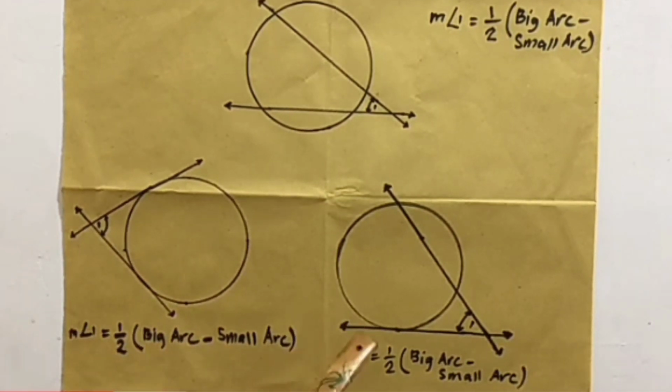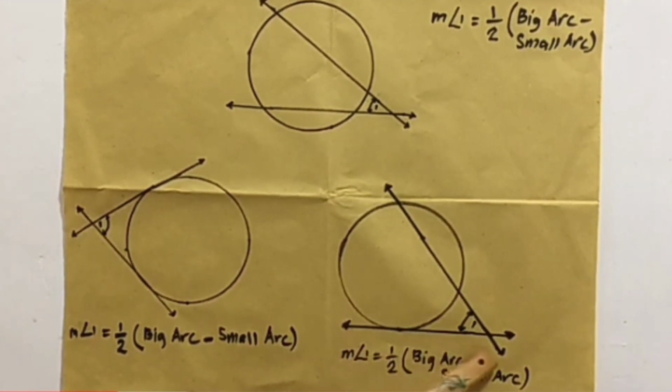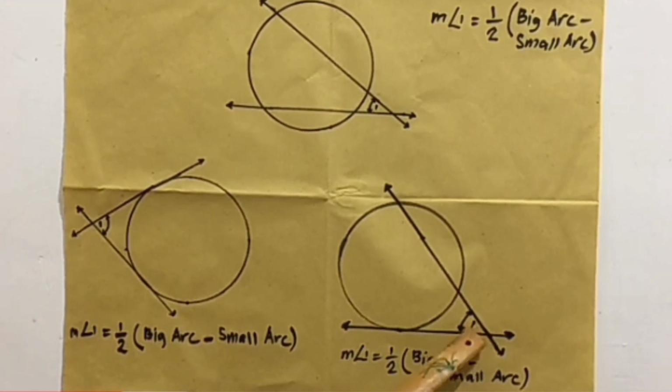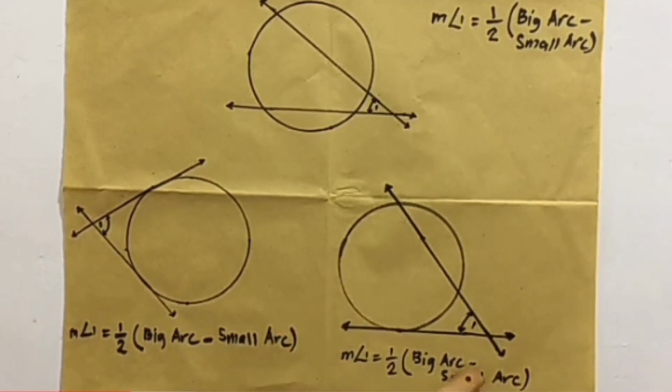Another example, we have a secant intersecting a tangent line and forming an angle outside of the circle, and this is called angle 1. To find the measure of angle 1, we have measure of angle 1 equals 1/2 the big arc minus the small arc.